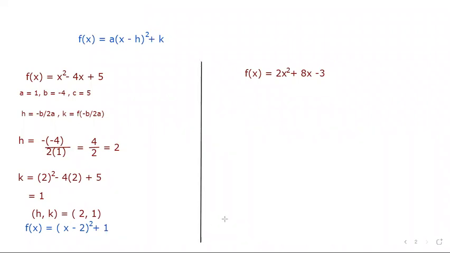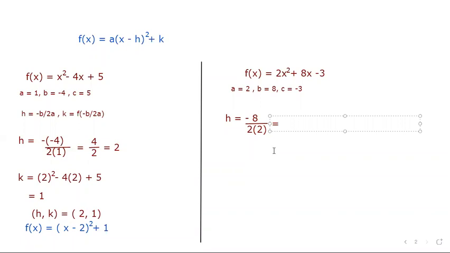All right, so let's come back and look at another one. And let's label this one as well. a would be equal to 2, b is equal to 8, and c is equal to -3. Okay, we're going straight into our formulas. h is going to be -b over 2a. So there's -8 over 2 times 2. Once we go -8 divided by 4, that's going to give us -2.